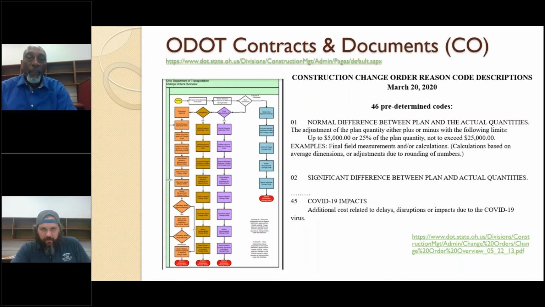I found this. There's actually on the website a change order flow chart, and very recently, or at least as of March, there's a standardized form with predetermined cost codes and predetermined codes for reasons for change orders, like we got into earlier.